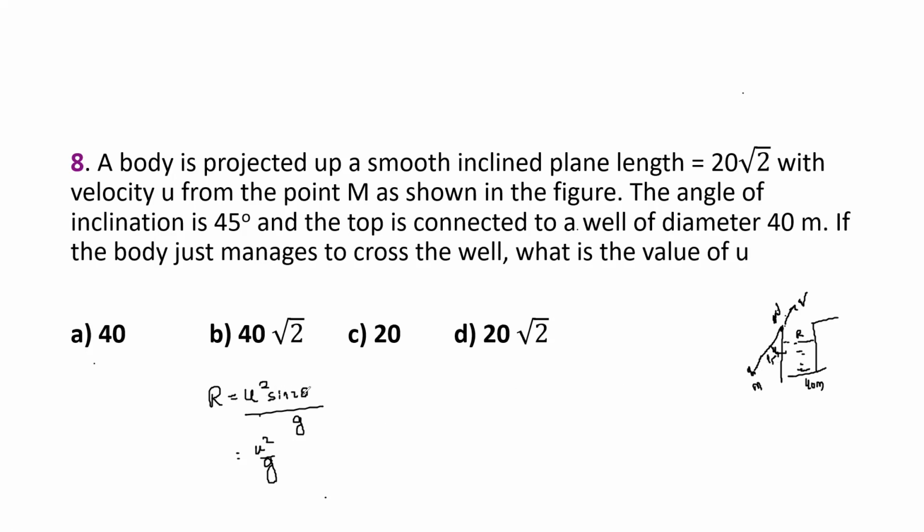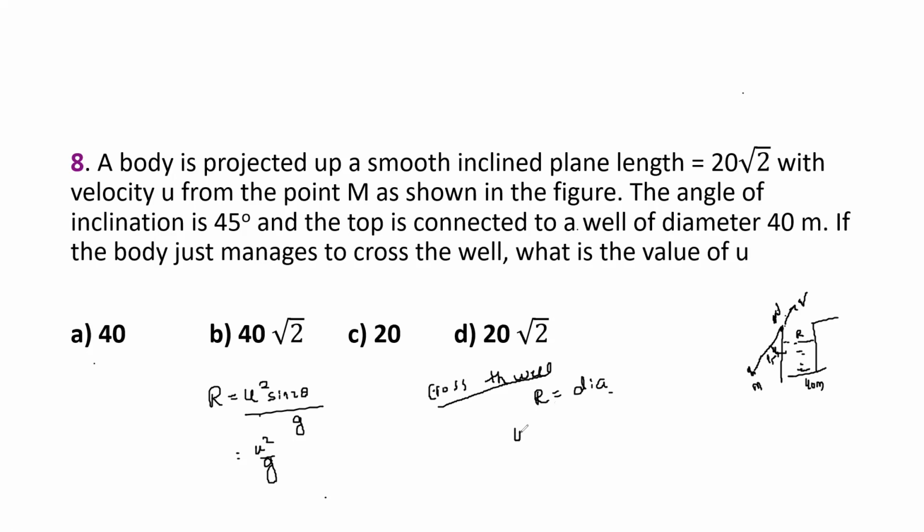So range is equal to u square sine 2 theta by g. That becomes u square by g. Here at the point n, the angle of projection of the body is 45 degree. If we consider the velocity as v, then the body manages to cross the well. They have specified one condition, that the body manages to cross the well, then range is equal to diameter. Then this condition is possible, that is the body will cross the well. That is range is equal to diameter of the well.